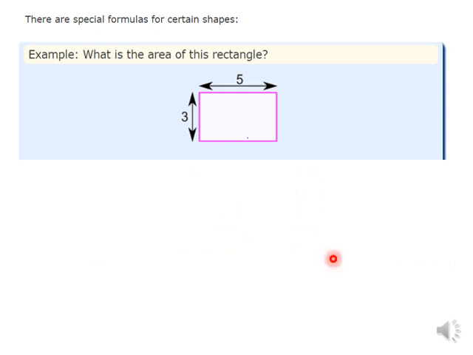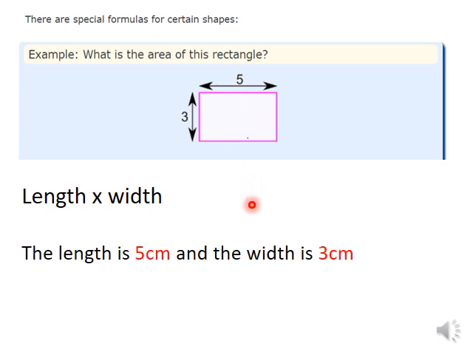There are also special formulas for working out the area of certain shapes. So if we were going to find the area of this rectangle here, we would times the length times the width. So we would be timesing 5 centimetres by 3 centimetres, which would tell us the area of that shape, the surface of that shape. And the answer again would be 15 centimetres squared. So when we're writing area, we must put centimetres squared.